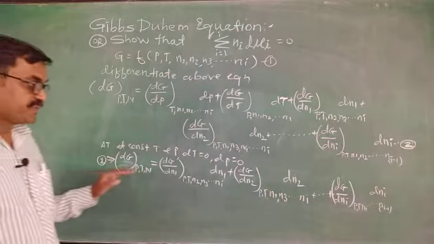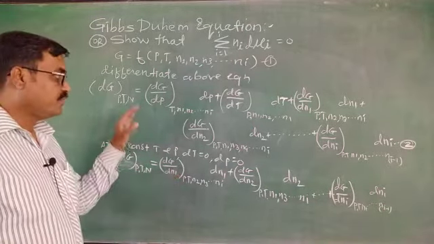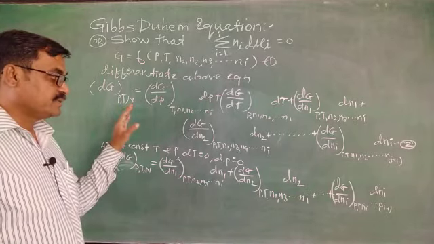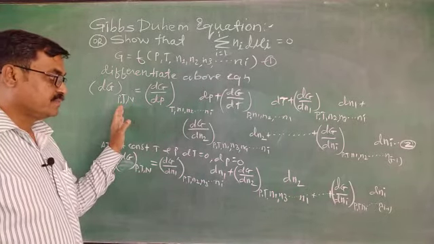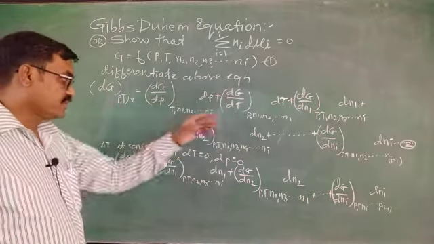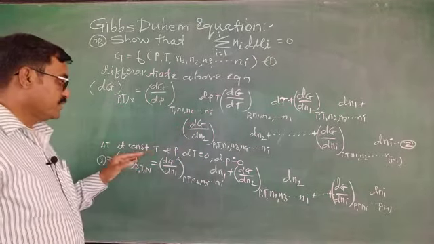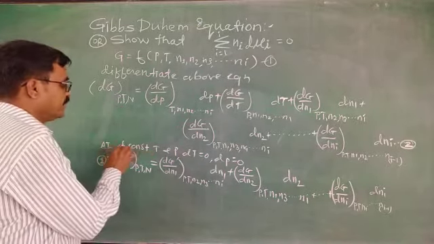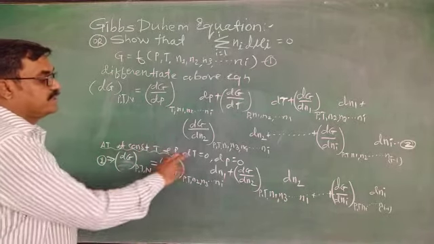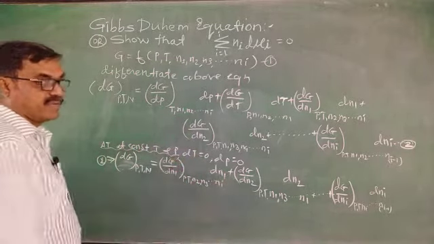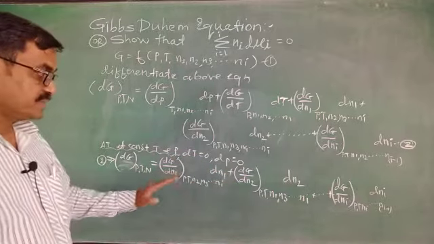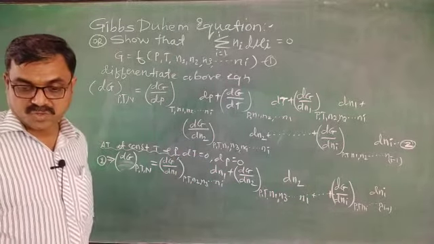Now this is the differentiation of this term or first term. This is the first term, all these are the first terms. Now at constant temperature and constant pressure, dT = 0 and dP = 0, that's why equation 1 becomes this way. This is equation 2.